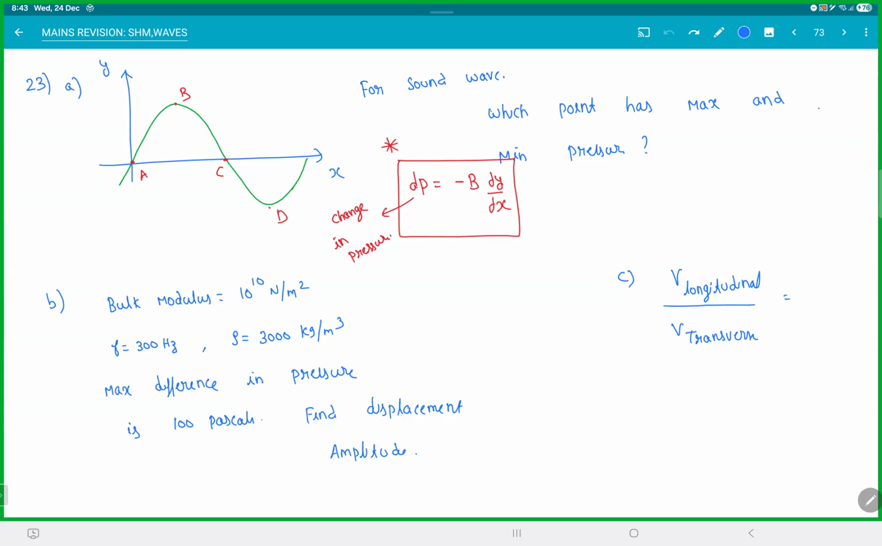Think. Take a minute more for all 3, then I'll show you. Proper mains level question, huh? When I say mains level, these are the things which you can solve in 4 or 5 steps. You won't need to really do a lot of work.